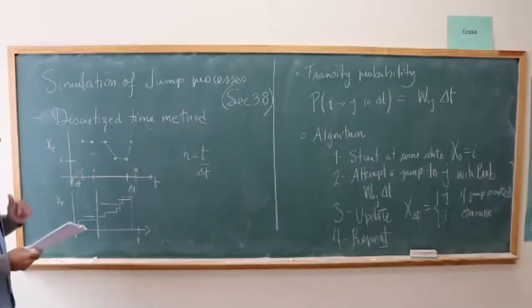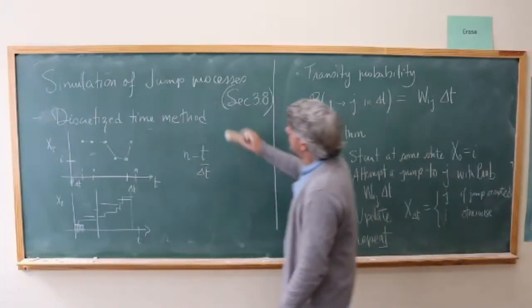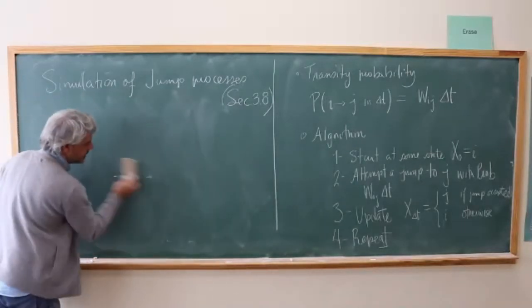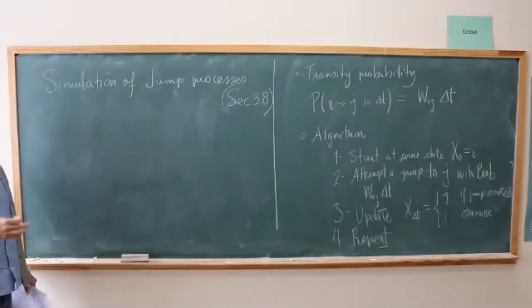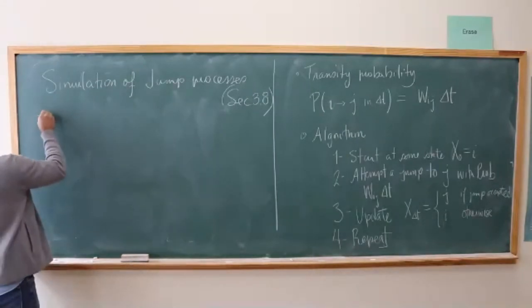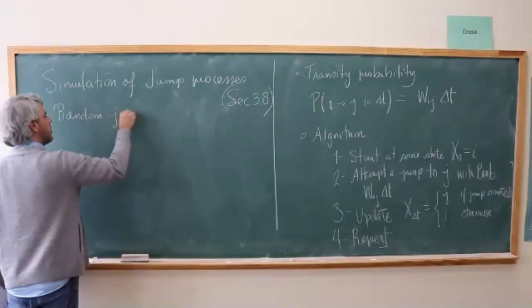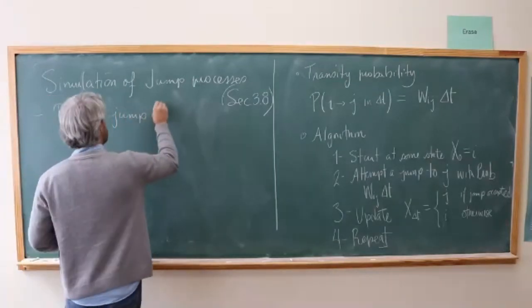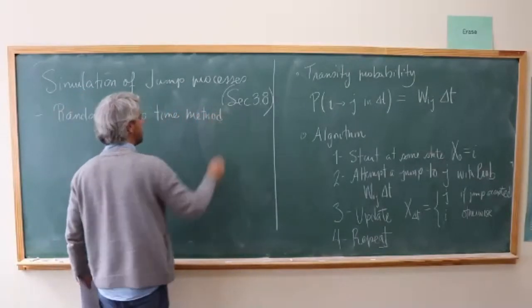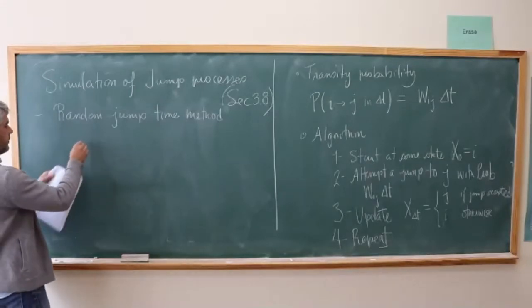So there's a second method, which is the random jump method, which I want to discuss now. It is based on the idea that a jump process is just a collection of random times and jumps. This is the random jump time method. It's also sometimes called the Gillespie method, but it was in the simulation literature way before Gillespie.